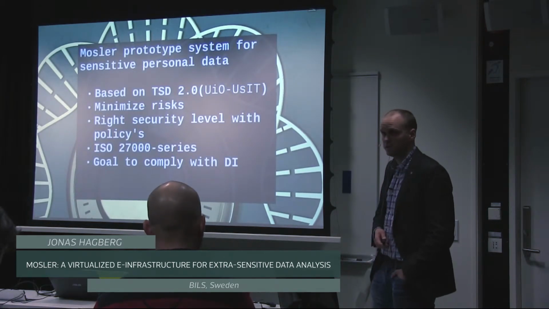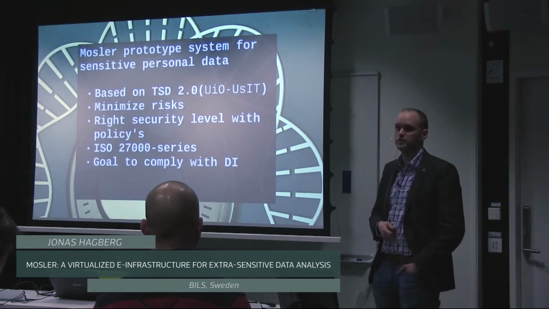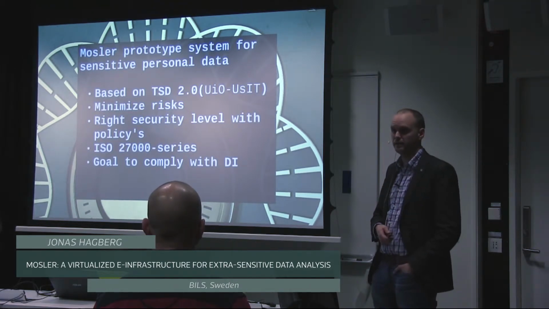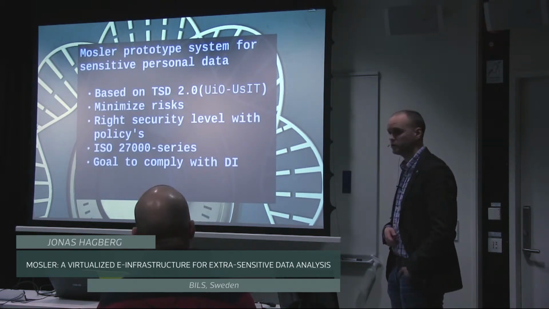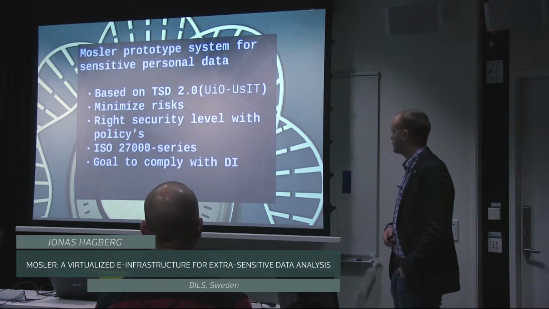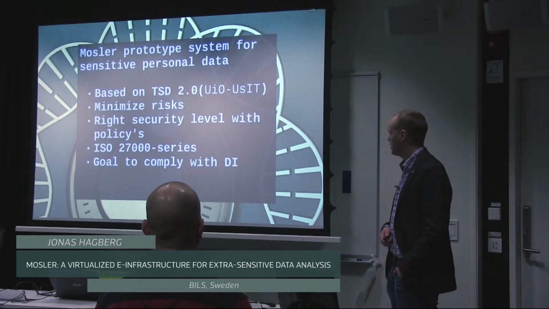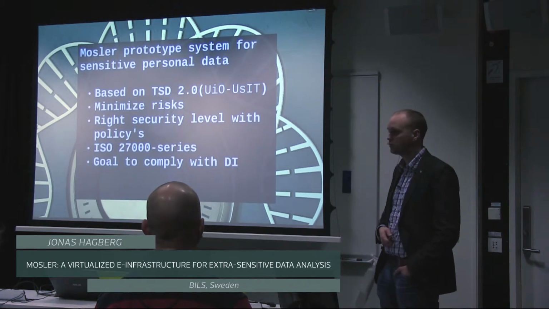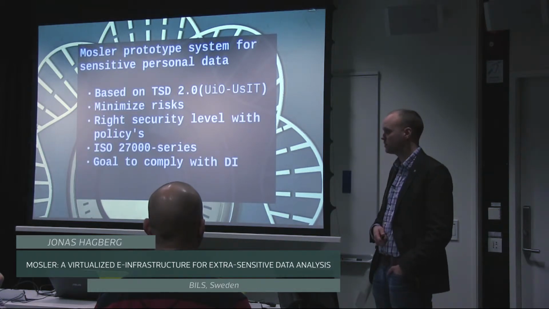So, Mosler is a prototype system for sensitive personal data. We are using the Norwegian system called TSD 2.0, which is services for sensitive data. We're using their architecture with some tweaks. We try to focus on minimizing the risks, implementing the right security levels and enforcing them with policies. We're going to use information security standards to try to fulfill these policies. And one of the project's goals is to comply with the Data Inspection Board in Sweden.